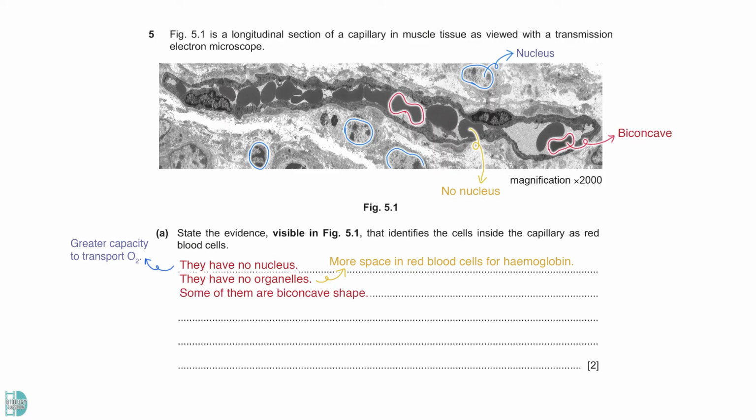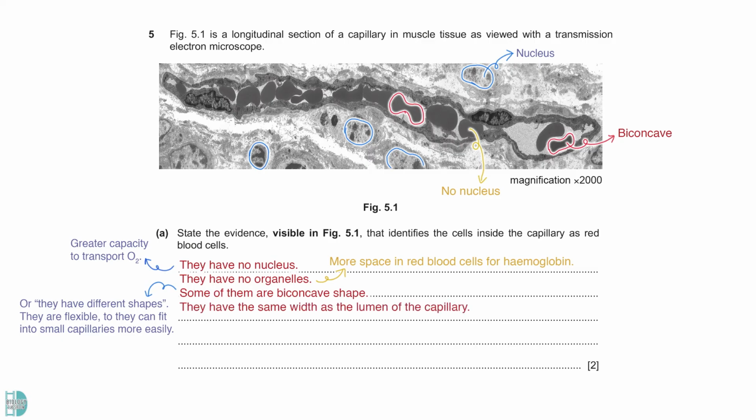You can see that some of the cells are biconcave shaped. You can also say that the cells have different shapes. This is due to the flexibility of red blood cells, which enables them to change shape to fit into small capillaries more easily. Red blood cells have the same width as the lumen of the capillary. The diameter is about 6 to 7 micrometers. This is to allow them to squeeze into the small blood vessels for gas exchange.